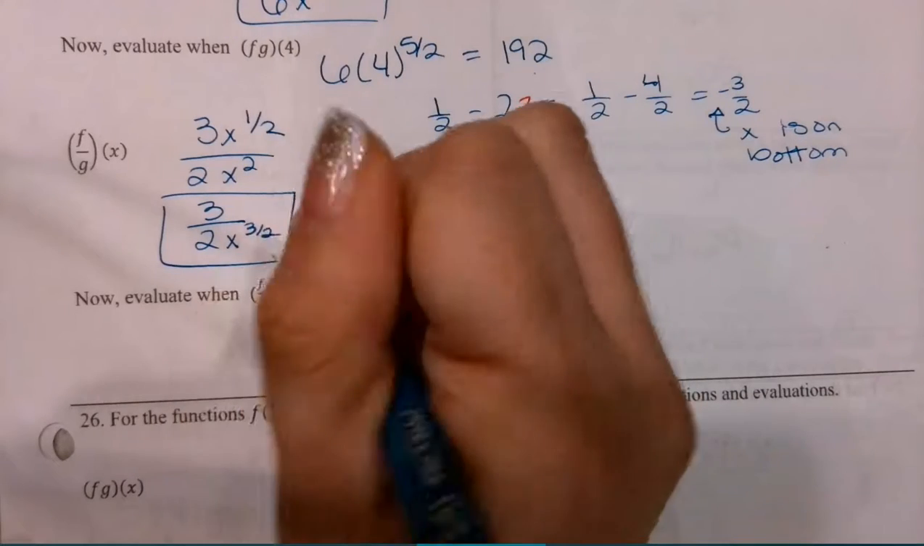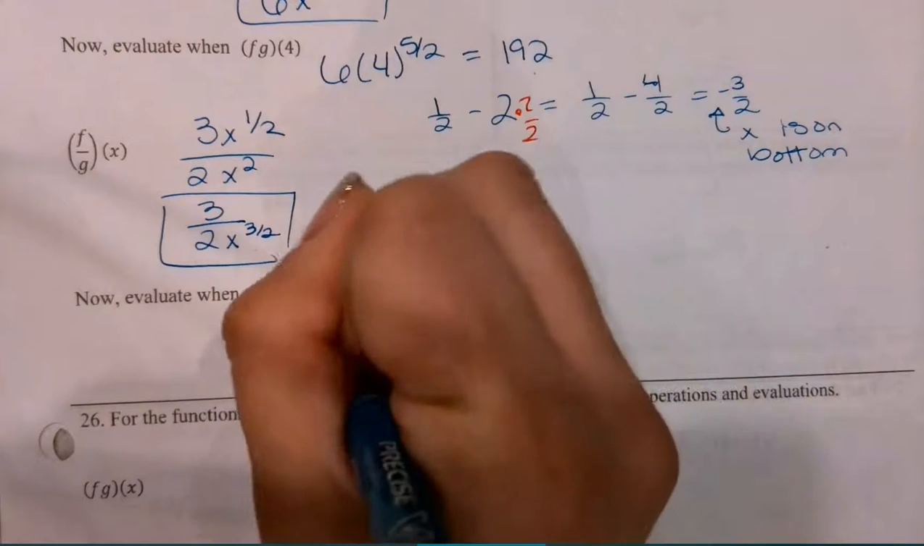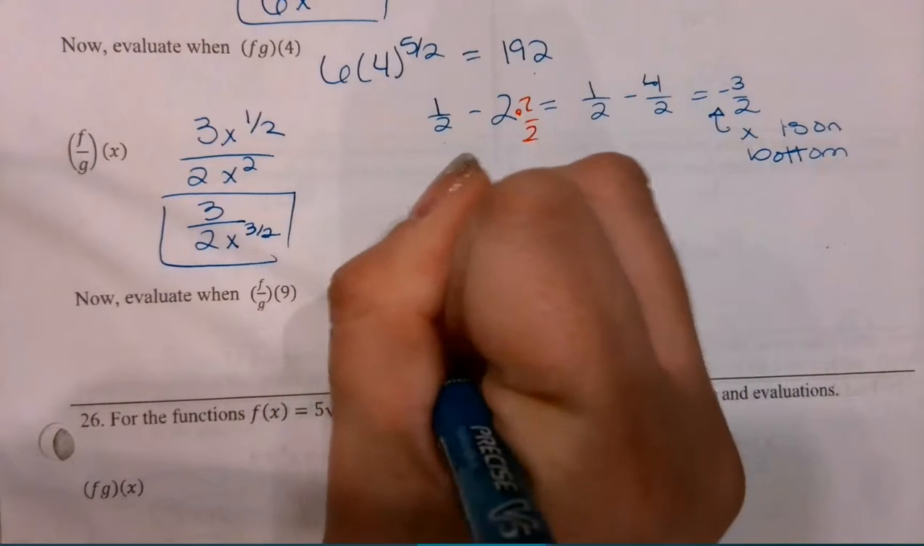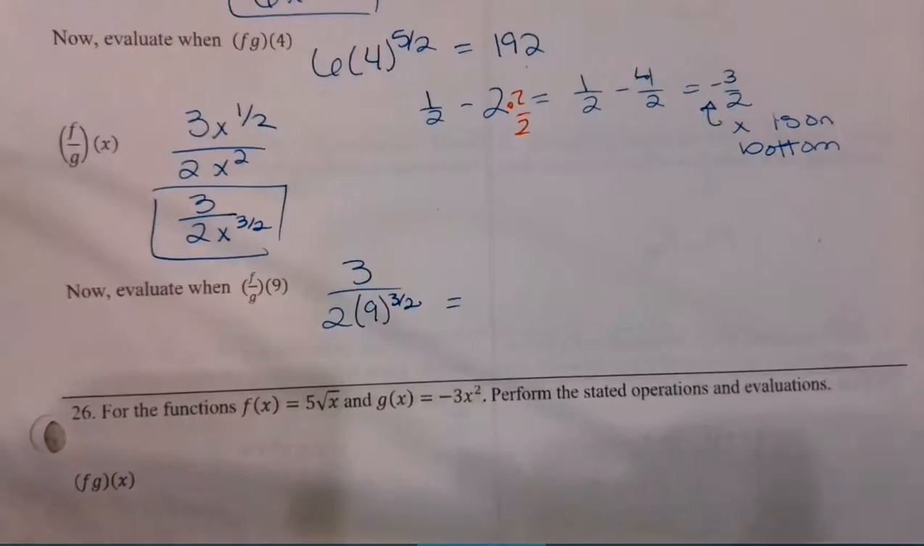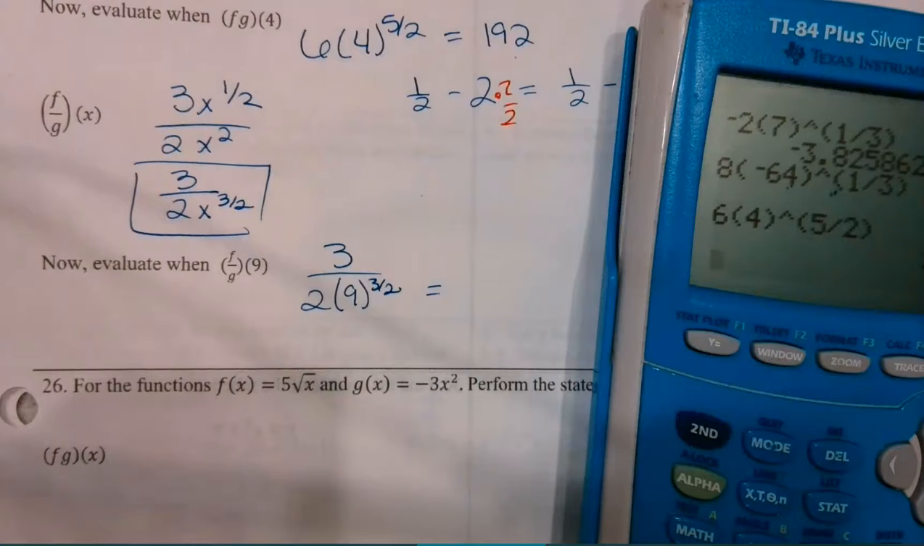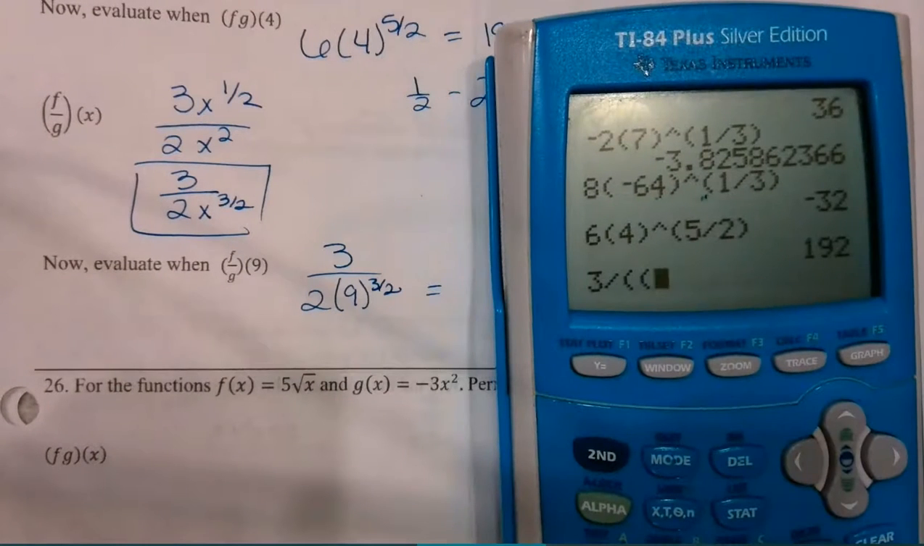This one I want to plug in the 9. So I have 3 over 2 times 9 to the 3 halves. So when I type this in my calculator, I want to be very careful. I have 3 on the top. I want to put everything in a parenthesis, and then I get the duplicate when I put the 9 in.